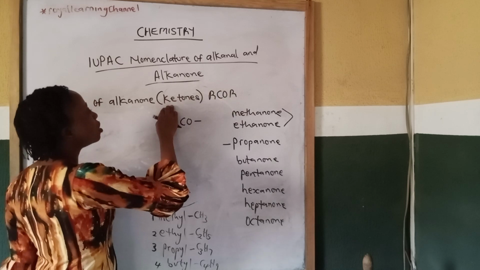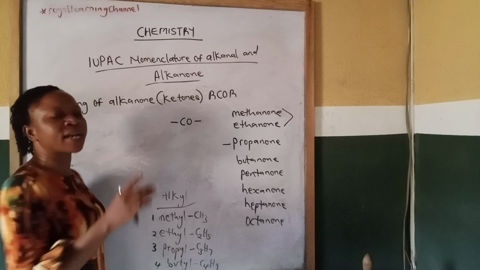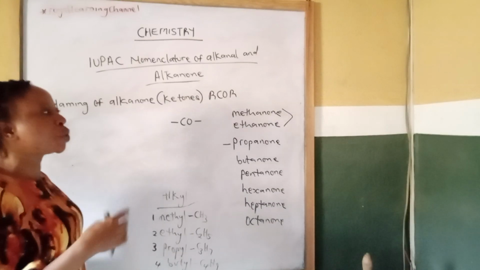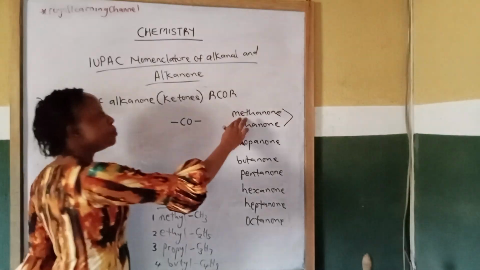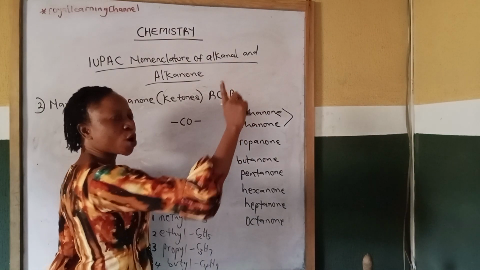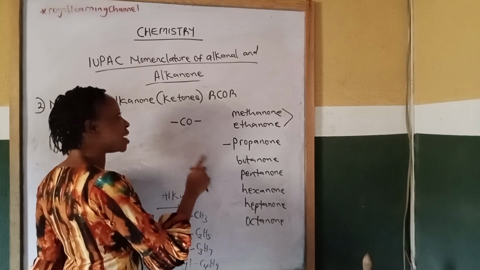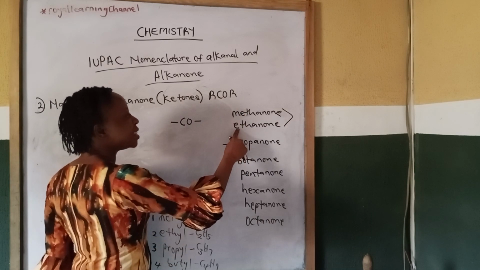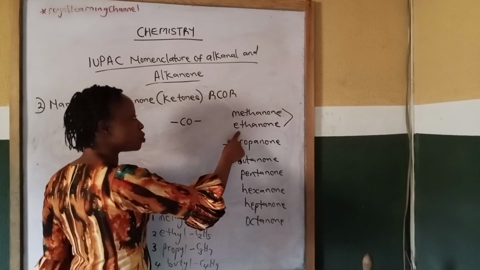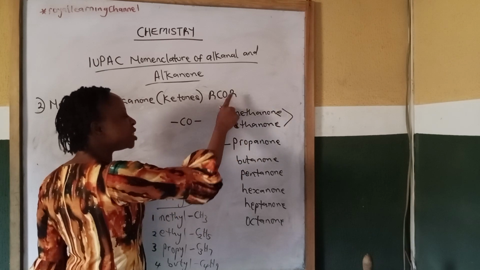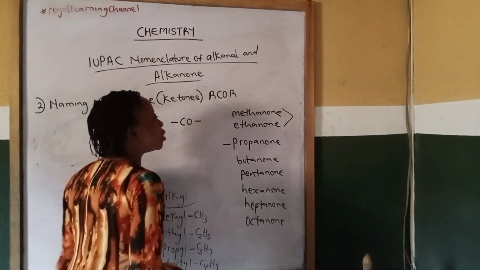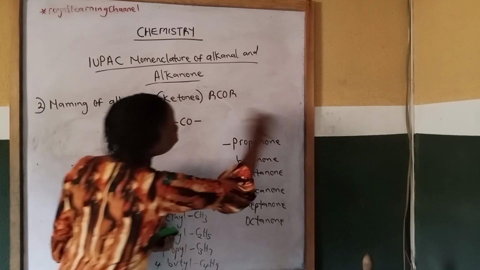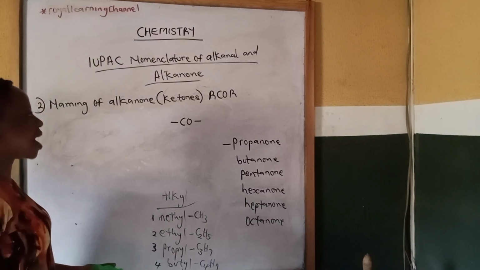So the ketones contain more than 2 carbon atoms, that is 3 upward. Methanone will contain only 1 carbon atom, which means it is not possible with this general formula. Ethanone will contain 2 carbon atoms, which is not possible with this general formula. So there is nothing like methanone and ethanone under alkanone. They don't exist under alkanone.